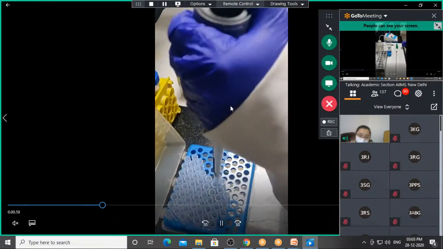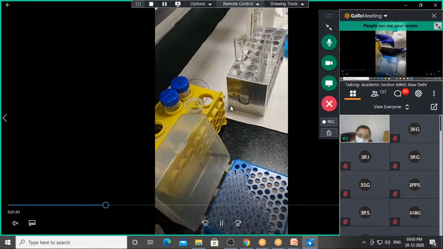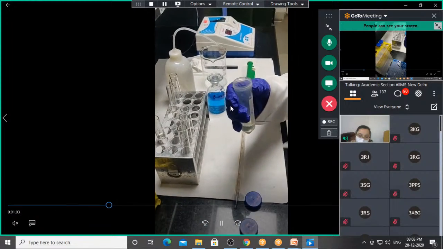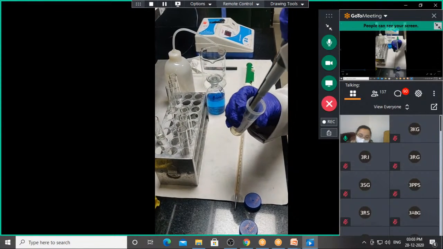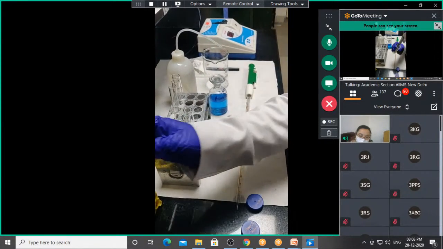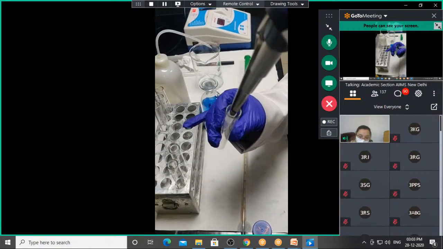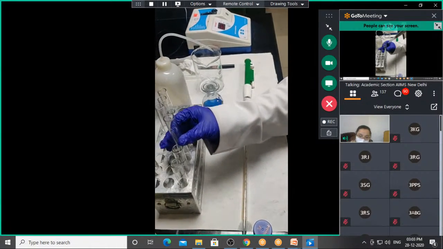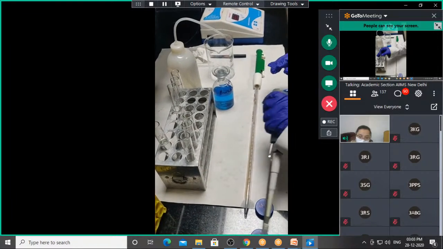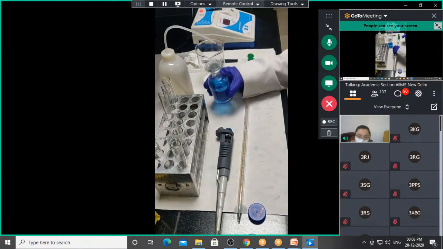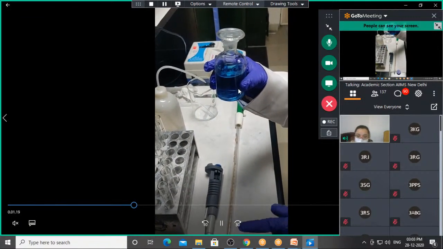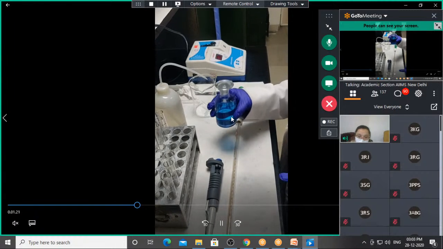Then I will measure 0.1 ml of test solution, which is the serum sample of the patient, and put it in the third test tube, which is labeled as test. Now after that I will measure the 5 ml of biuret reagent. This is biuret reagent, which is blue in color.